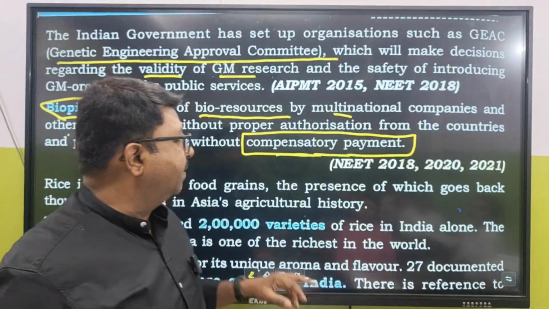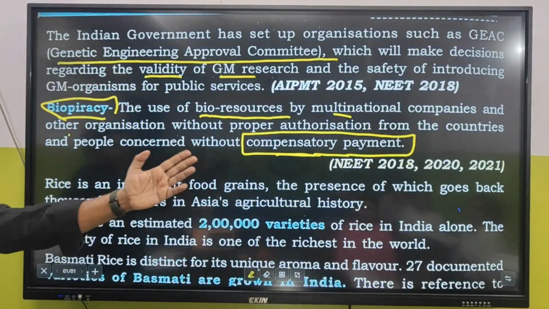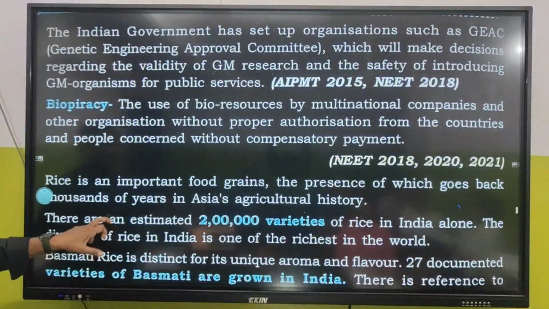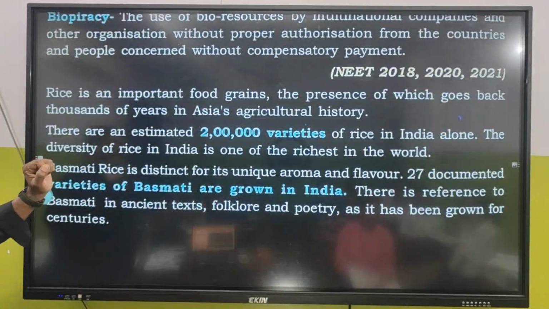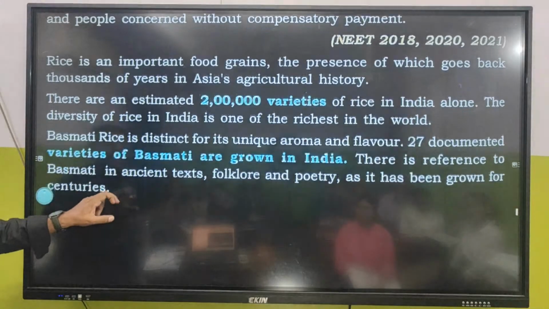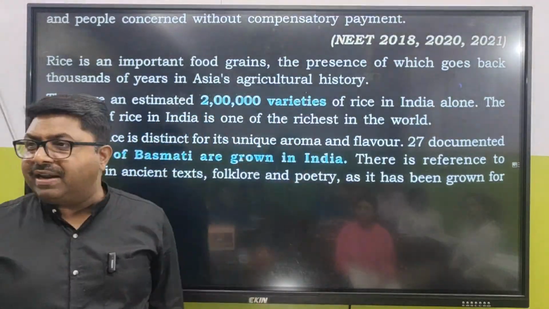Very good. So NEET 2018-2021. Rice is an important food grain, the cultivation of which goes back thousands of years in Asia's agricultural history. There are around 2 lakh varieties of rice in India.